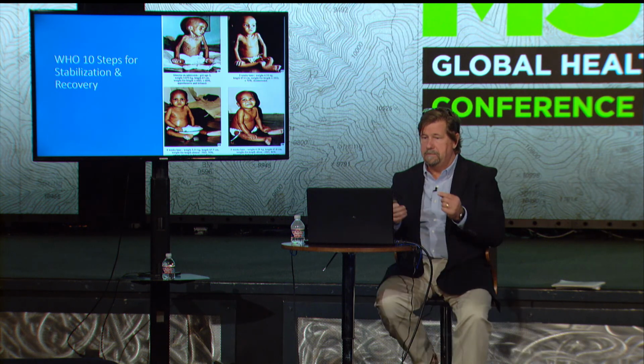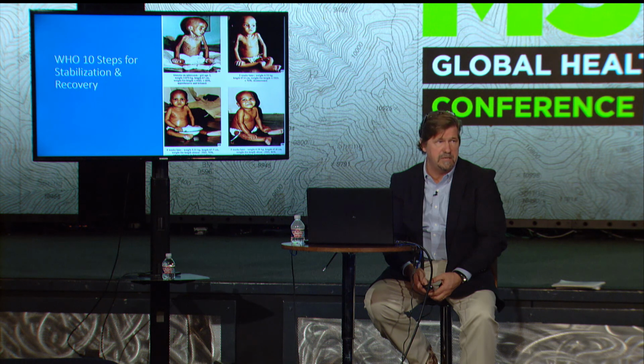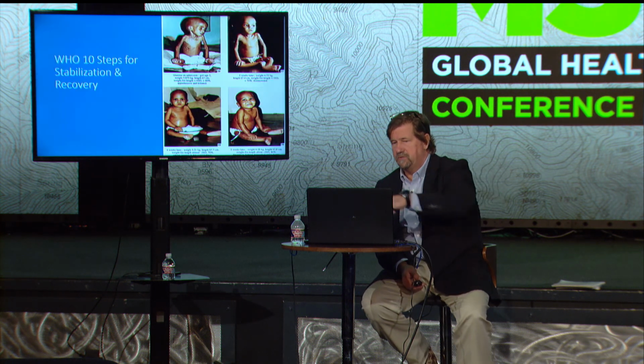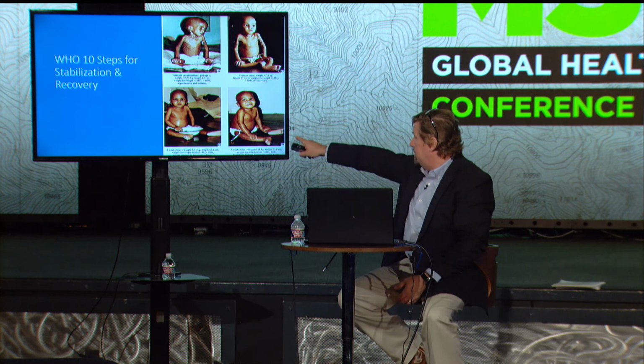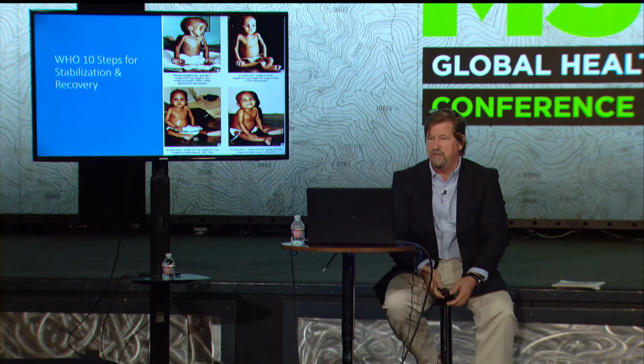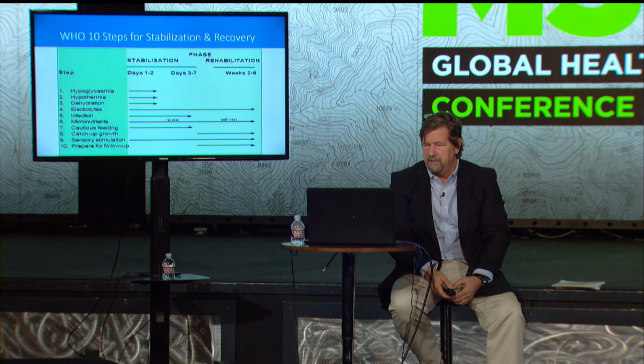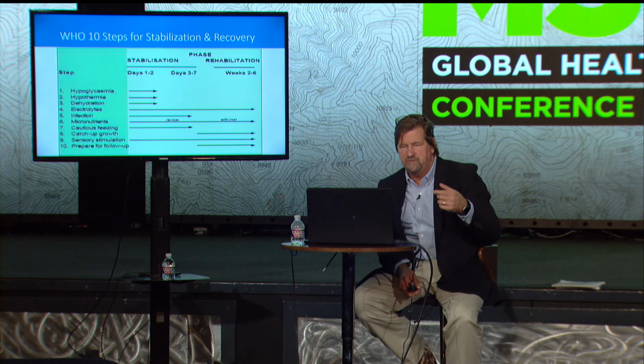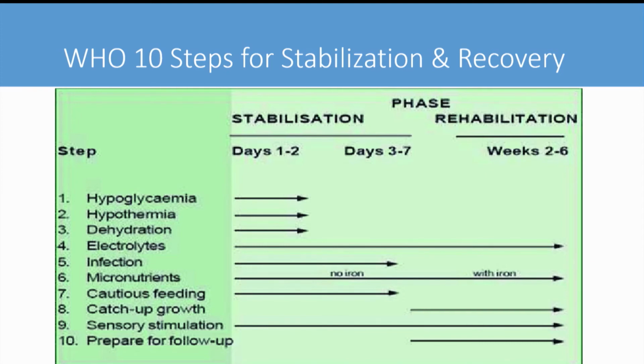So there is a 10-step stabilization and recovery process for these kids on the inpatient level that suffer from severe acute malnutrition. And this is one of the kids that came through Lindsay's program that goes from, you can see, really bad here to a plump, healthy looking baby. In this stabilization process, the first couple of days is really about managing hypoglycemia, managing hypothermia, and managing dehydration.